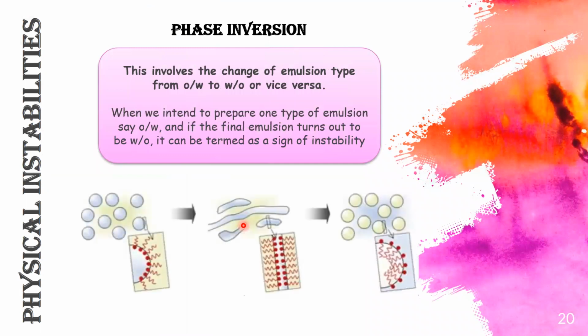So what is phase inversion? This involves the change of the emulsion from oil and water to water and oil, or vice versa. If we have prepared one emulsion, that is oil and water, and the final emulsion turns out to be water and oil, then we can say that there is some kind of instability in that particular emulsion.